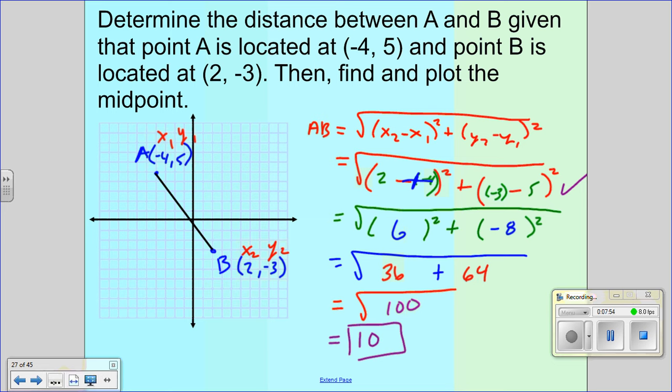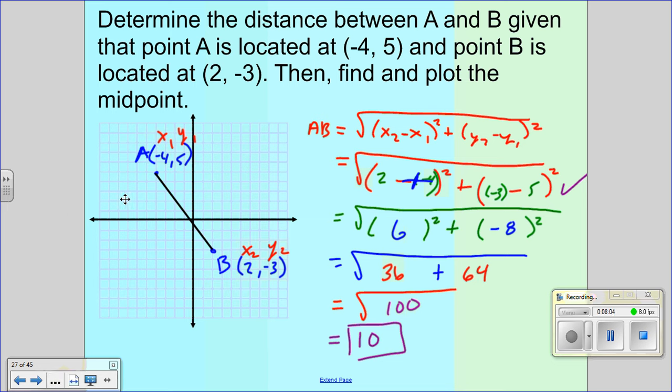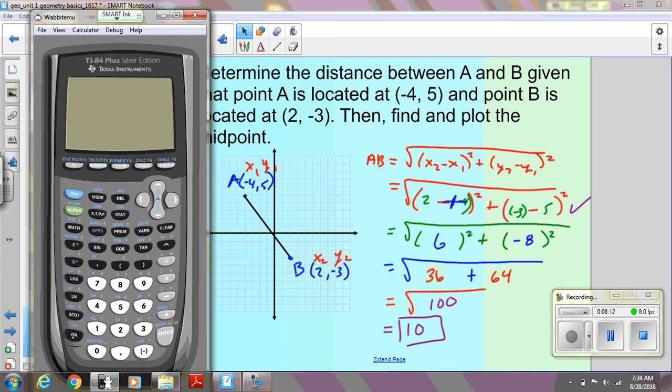If I have time later, I'll demonstrate it in the calculator on here. Well, let me just do it right now for you, just so you can see if you have a calculator and you're practicing at home. If I do second x squared, there's the square root sign.